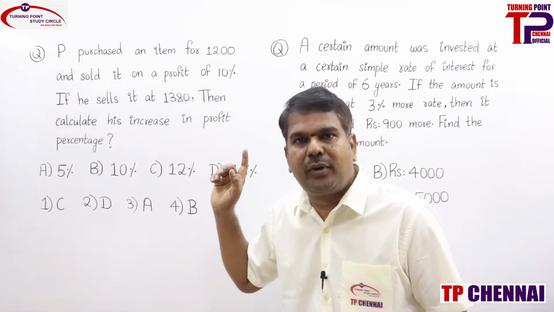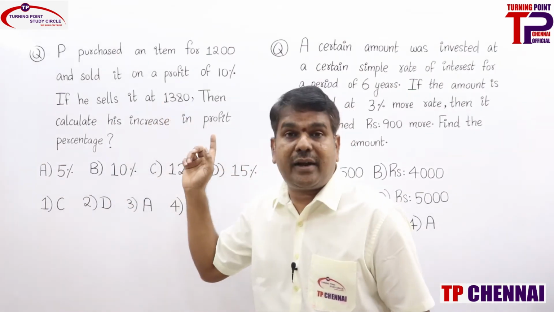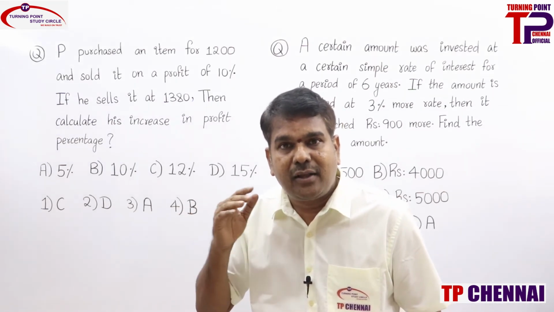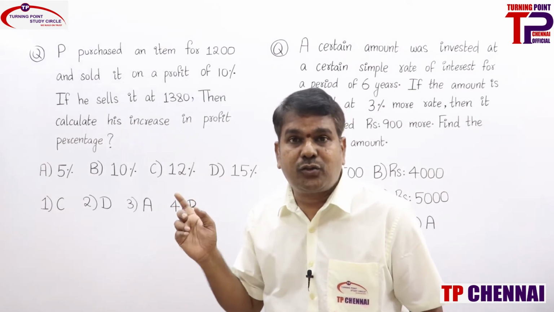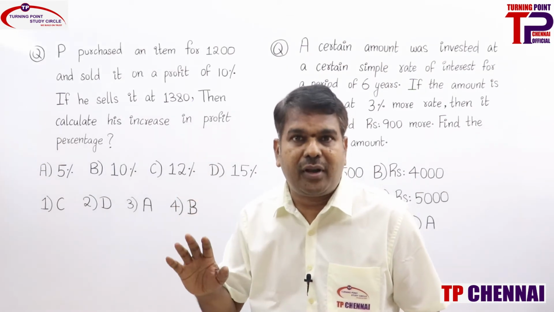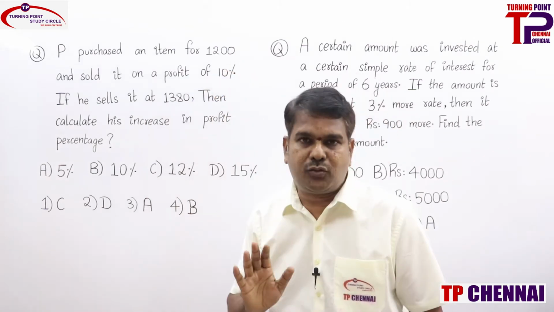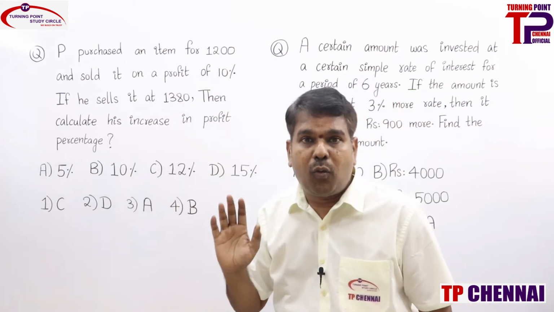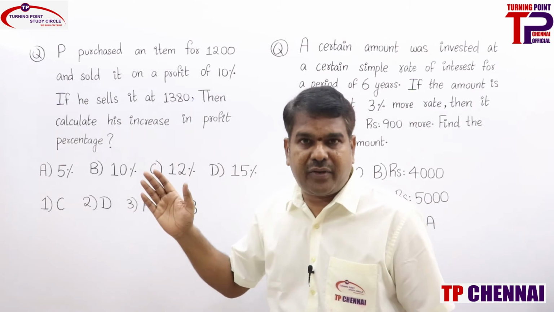Already he sold it for how much? 1320. But he is giving 1380 here. What is the difference? 1380, 1320. 80 minus 20, 60. If he had sold it for 60 rupees more, what would be the additional percentage profit? 60 is what percent of 1200? That's what we need to find out, right? But what is 10% of 1200? 120. Half of that, how much? 60. That is the difference.